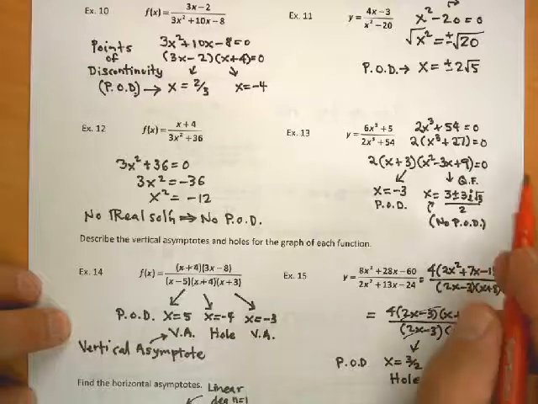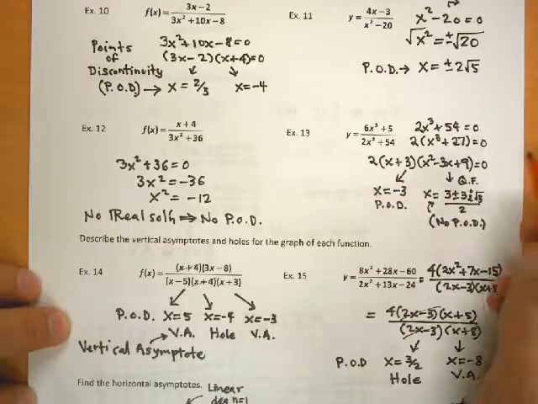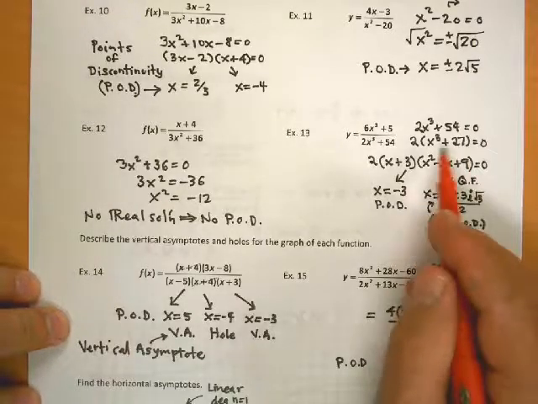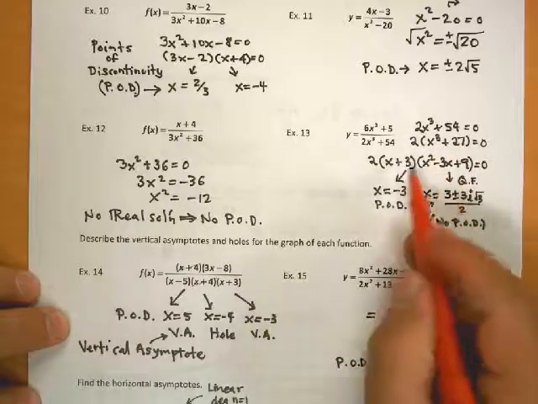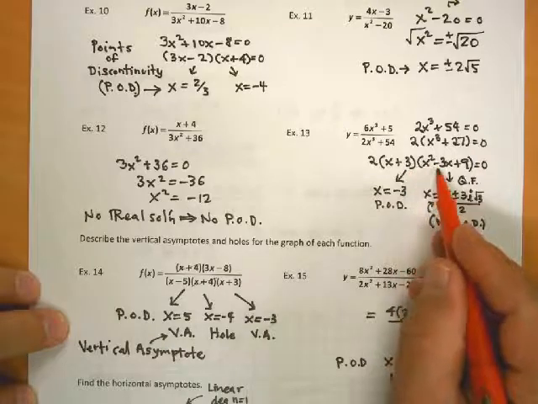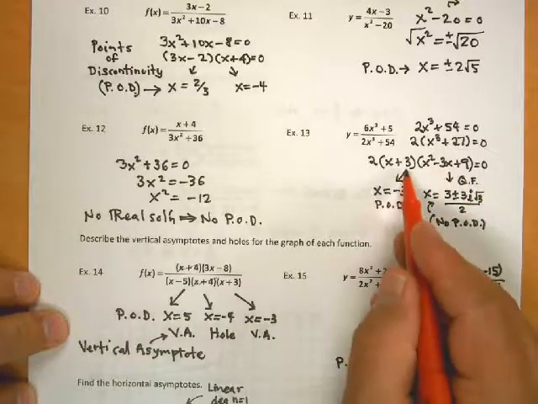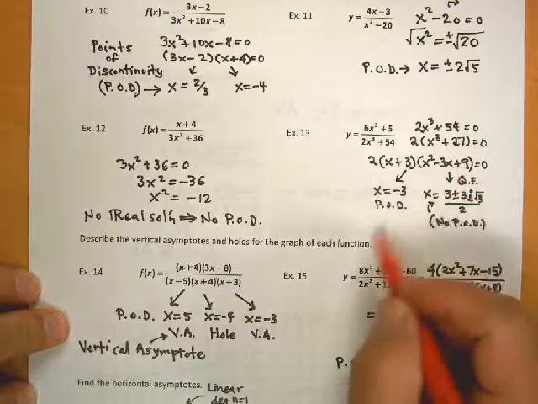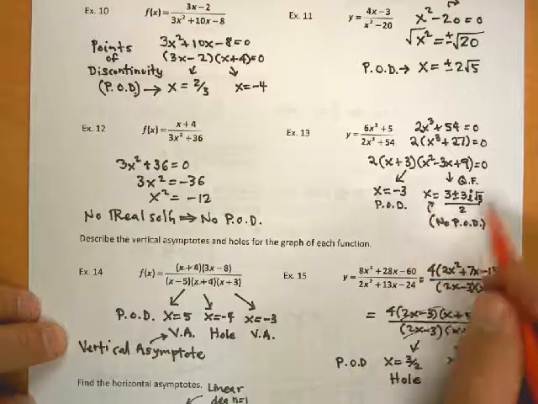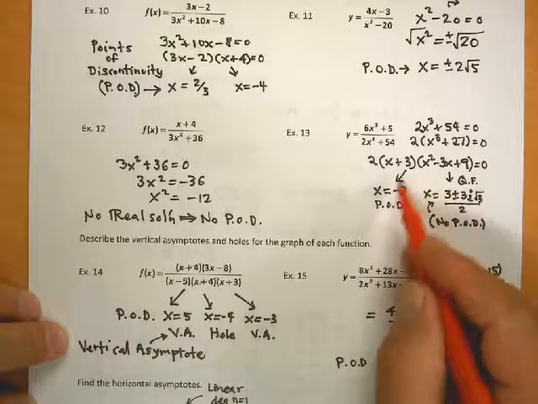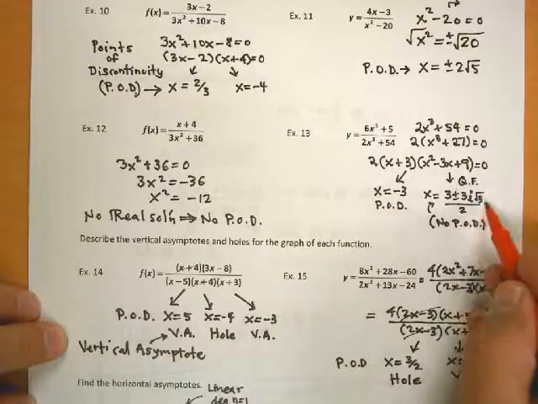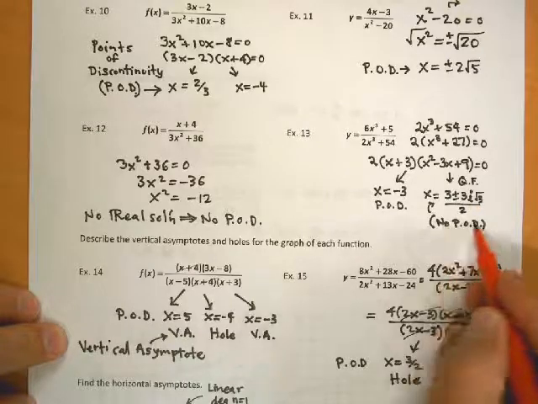All right, this one here uses a formula that I'm not sure I always cover every year, but anyway, it's called the sum of cubes, and it's x plus 3 times x squared minus 3x plus 9. I'll explain that to you separately if you haven't seen that yet in the particular year that you're learning these notes. The x plus 3 leads to this point of discontinuity, and the other one leads, through the quadratic formula, to something with i in it. So there's no points of discontinuity there.